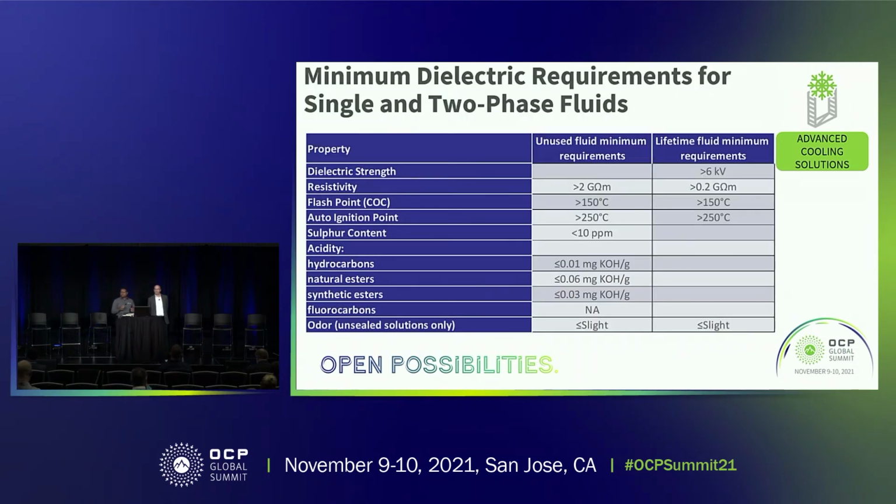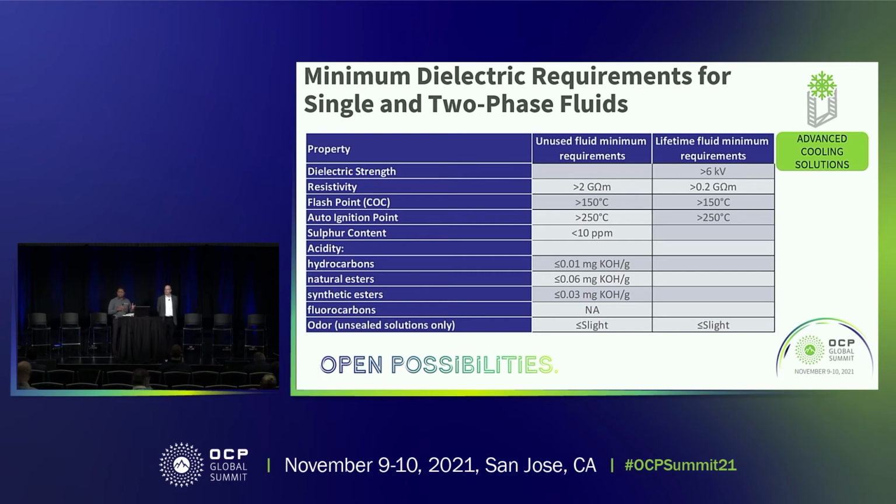Yeah, so this is one of the key tables that we have come to at this point with the help of a lot of people involved. So one is when the fluid is before immersion, and we have some specifications listed. The key properties we are looking for are dielectric strength, resistivity value, flash point, auto ignition, sulfur content, and then acidity for the different types of hydrocarbons we are referring to here, plus the odor.